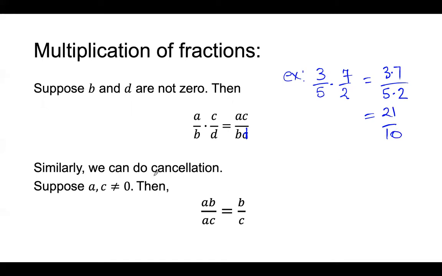We can also use this trick called cancellation. As long as the denominators A and C are not equal to 0, then we can cancel the A's out, and we get B over C. An example of this is, let's say, 3 times 5 divided by 3 times 6. We can cancel these 3's out, and we get 5 divided by 6.